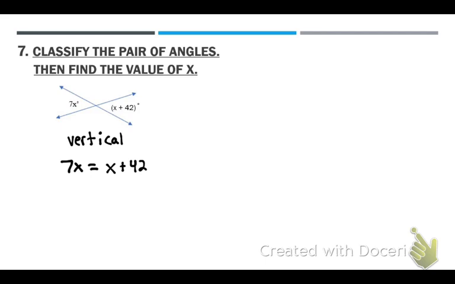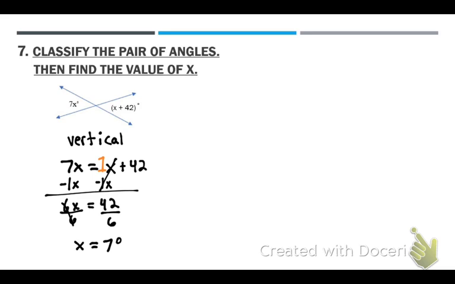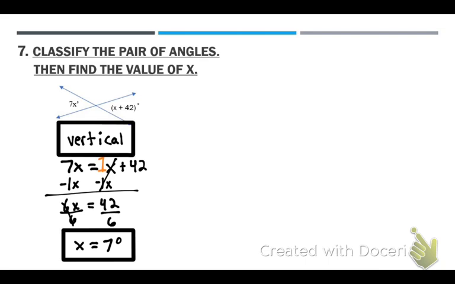Now, if you remember looking at this, this is 1x, okay? So you can stick a little 1 there in front of you if it helps you. You want to get all the x's to one side, so we're going to subtract 1x from both sides. This cancels out, and you're left with 6x equals 42. To get x alone, you're dividing by 6 on both sides, and x equals 7 degrees. And that is how you find all the different kinds of angles.